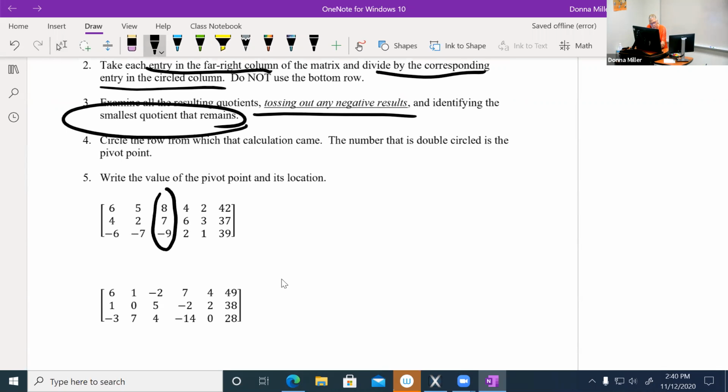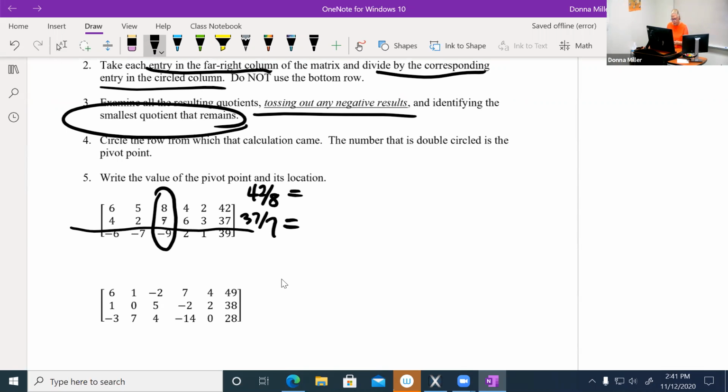This would be the pivot column because of the -9. Then I'm going to ignore the bottom row. I'm going to take 37 and divide it by 7, and I'm going to take 42 and divide it by 8. Whichever one is smaller, that's the pivot row. On a calculator, 37 divided by 7 is 5.286, and 42 divided by 8 is 5.25. So the smallest one would be this guy, so I take his row.